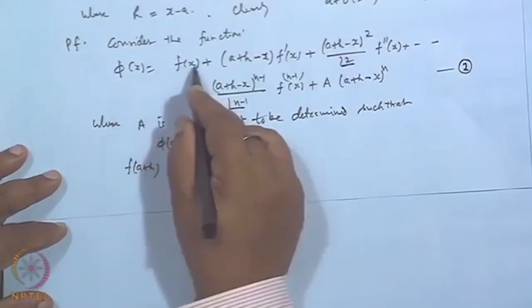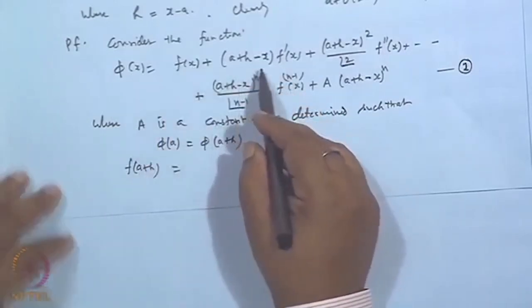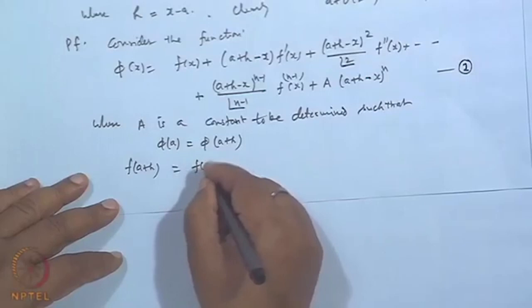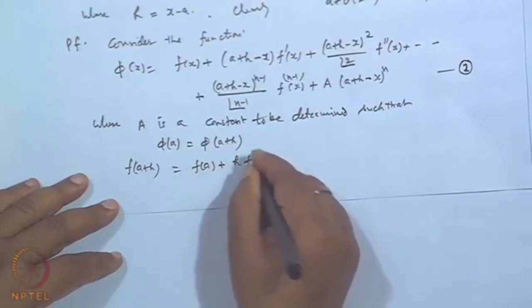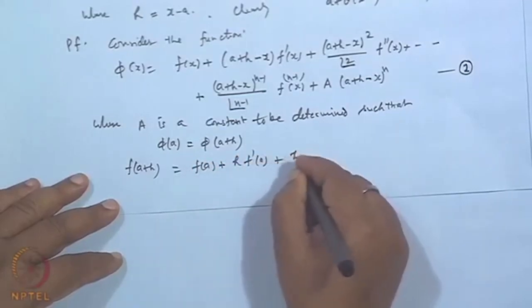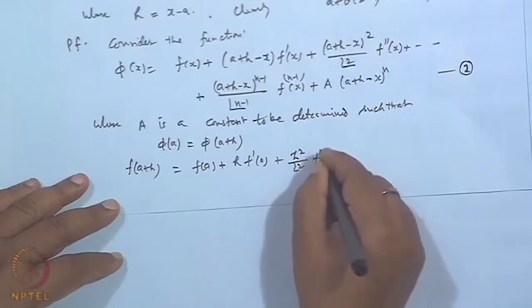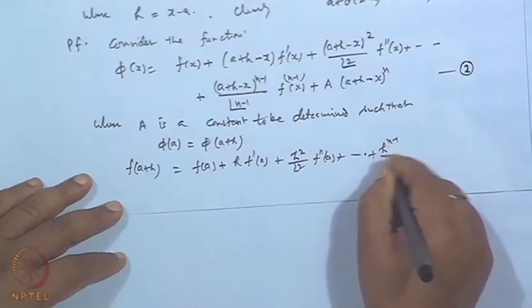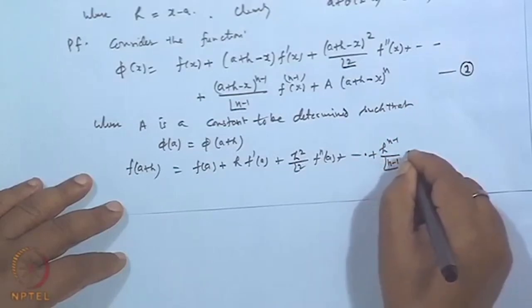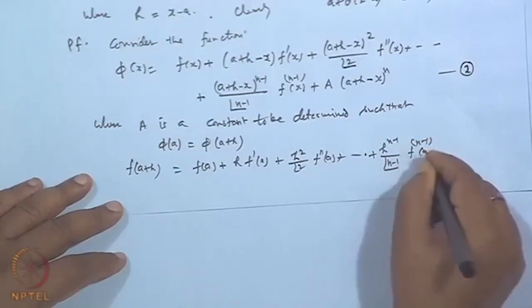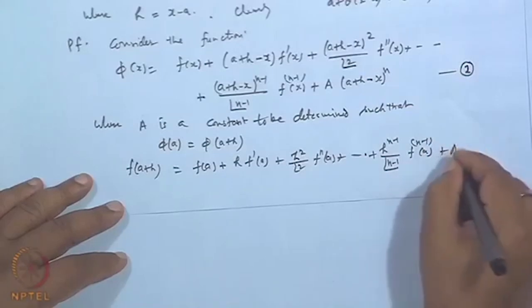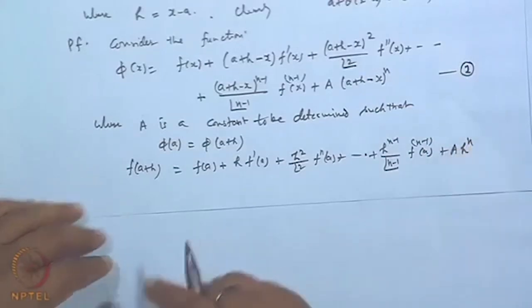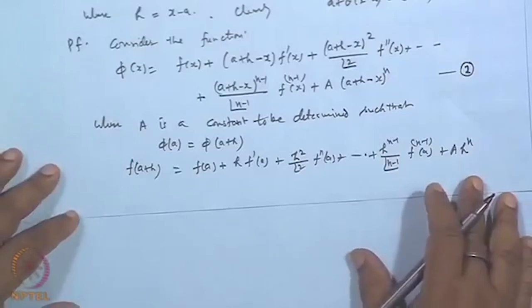And when you take x equal to a, what you get on the right hand side is f(a) + h f'(a) + h^2/2! f''(a) and so on, h^(n-1)/(n-1)! f^(n-1)(a) + A h^n. Okay. So, this function.